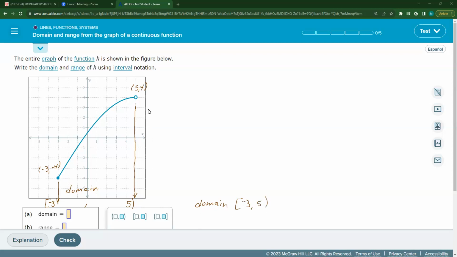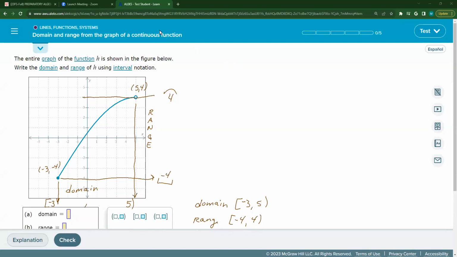Now the range goes up and down. So I always go range, because it's the y direction, and it's going to go from the lowest point, which is at -4. It is a closed dot, so it's the square bracket, and it goes all the way up to here, which is at 4, which is the rounded bracket. So my range is from a square bracket at -4 to a rounded bracket at 4.